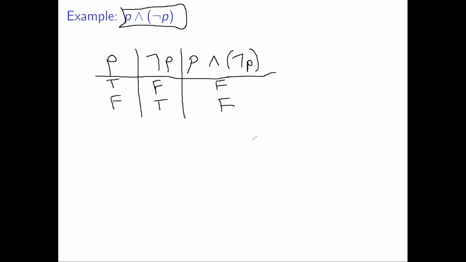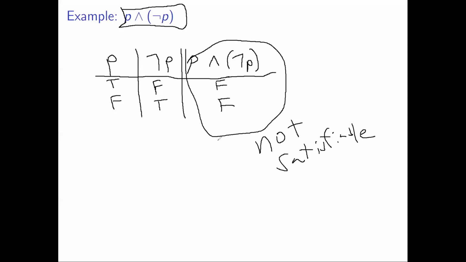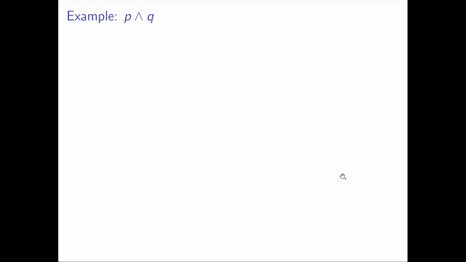So this is not satisfiable because there's no row that has a T in the column for the proposition. Okay, let's look at another one.